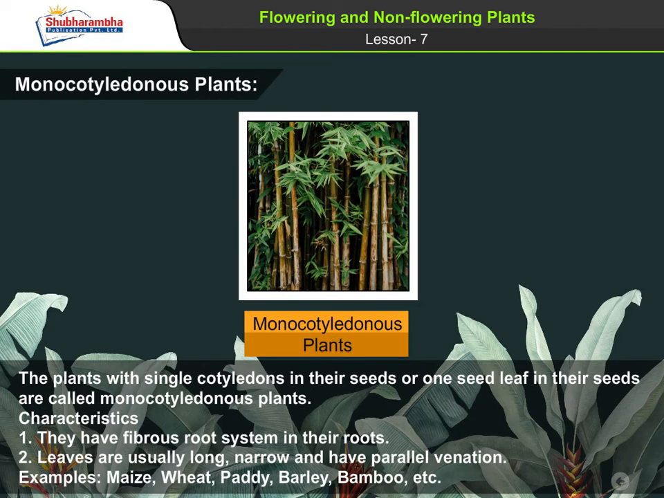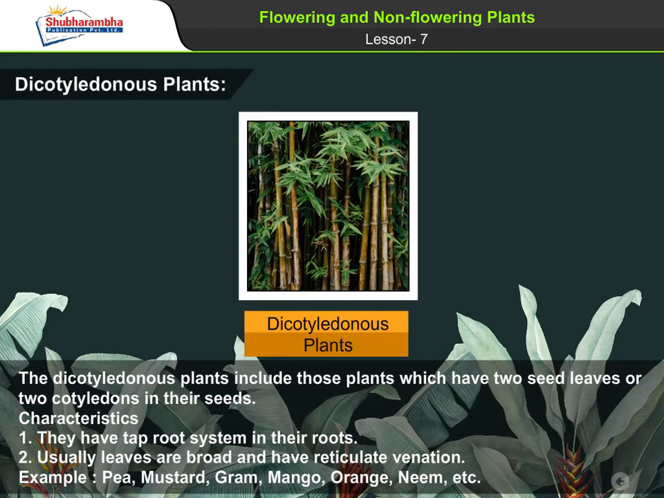Monocotyledonous plants. The plants with single cotyledons in their seeds or one seed leaf in their seeds are called monocotyledonous plants. Characteristics. 1. They have fibrous root system in their roots. 2. Leaves are usually long, narrow and have parallel venation. Examples: maize, wheat, paddy, barley, bamboo, etc.